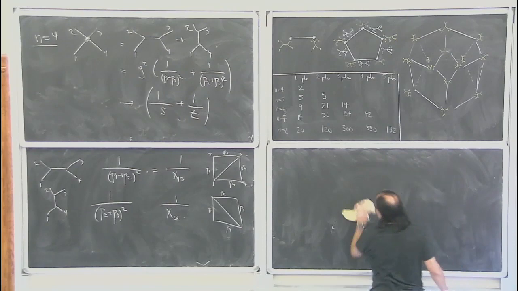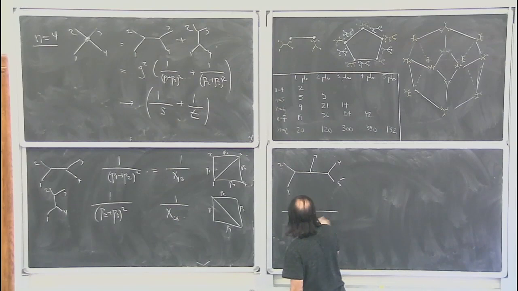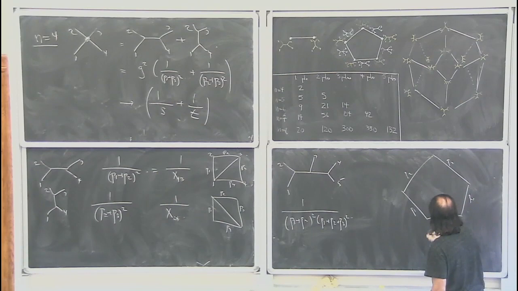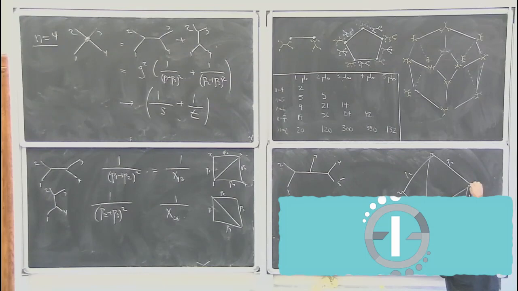So let's say we're at 5 points, and I do this guy. 1, 2, 3, 4, 5. So this is 1 over (p1 plus p2) squared, (p1 plus p2 plus p3) squared. So who is this? Here I have my pentagon, p1, p2, p3, p4, p5 with its edges. Right, so who is this first factor? 1 over (p1 plus p2) squared. It's x13. And what about (p1 plus p2 plus p3) squared? x14. Okay?